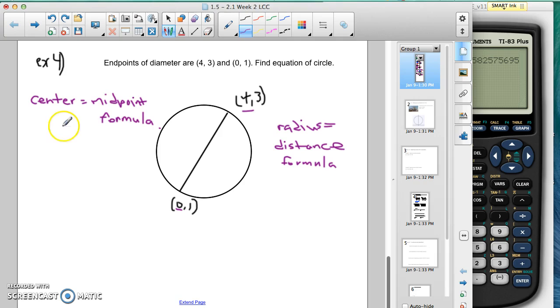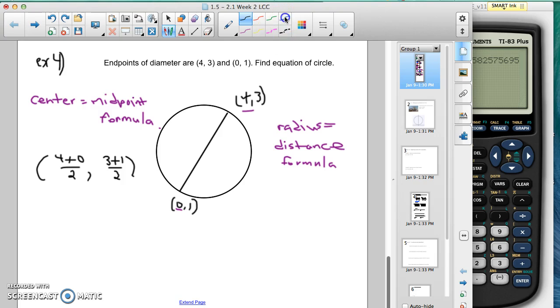So if we use the midpoint formula here, what we would do is take the x's and add them up. So we're going to have 4 plus 0 over 2 for the x values, and then for the y values 3 plus 1 over 2. These values are going to give you the midpoint of this line.